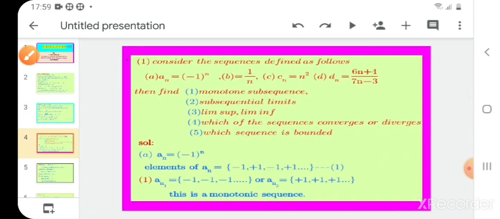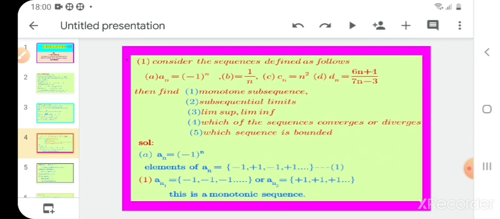Next, there is a problem. See here. Consider the sequences defined as follows. What are the sequences? First one is an equals minus 1 whole power n. bn equals 1 by n. cn equals n square, and dn equals 6n plus 4 by 7n minus 3. There are 4 sequences, and we have to find 5 points.